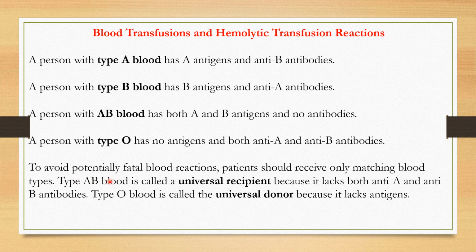To avoid potentially fatal blood reactions, patients should receive only matching blood types. Type AB blood is called a universal recipient because it lacks both anti-A and anti-B antibodies. Type O blood is called the universal donor because it lacks antigens.